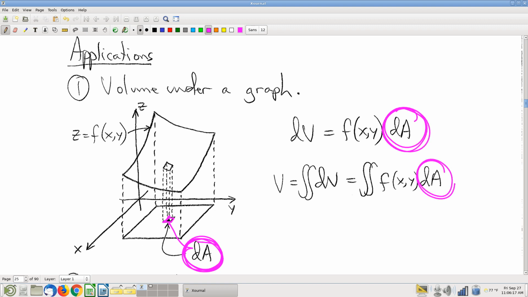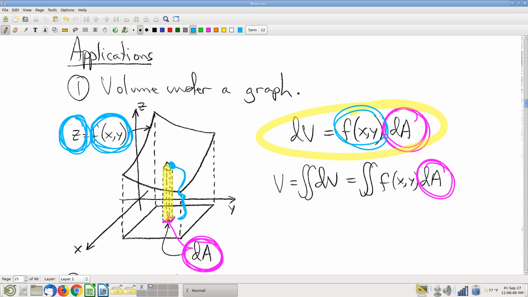That's the area. And I argue that the volume is just height times area. Height, of course, we're looking at height above the xy plane. Height is that z-coordinate. The z-coordinate is the value of the function because we're looking at a graph, right? That's what graphs are. And so that height is f of xy.